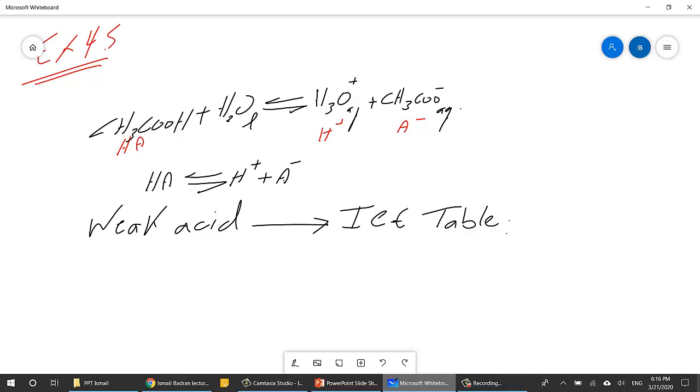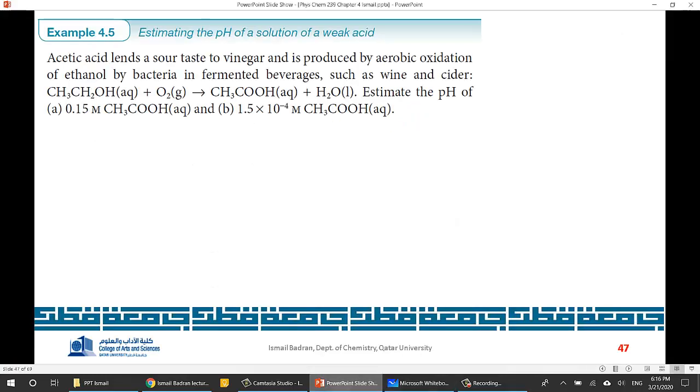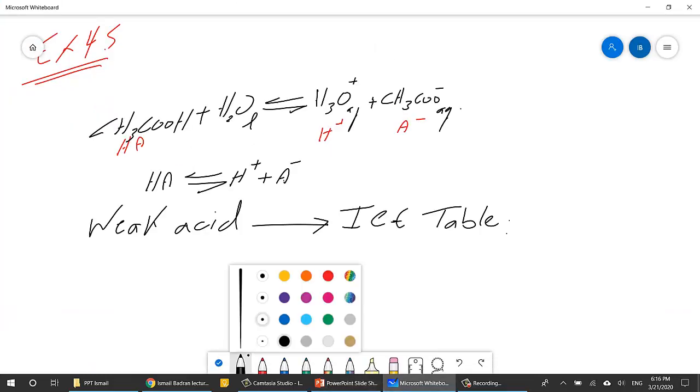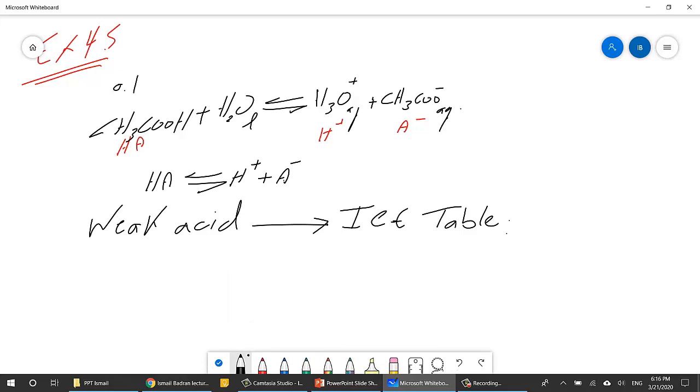If you are going to solve a pH problem for a weak acid, you need an ICE table. ICE means initial, change, equilibrium. So the concentration that we're working with here is 0.15 molar. So I have 0.15 molar of this. The Ka for acetic acid should be provided to you. It's 1.8 times 10 to the minus 5. Of course, it's unitless because the equilibrium constant has no units.